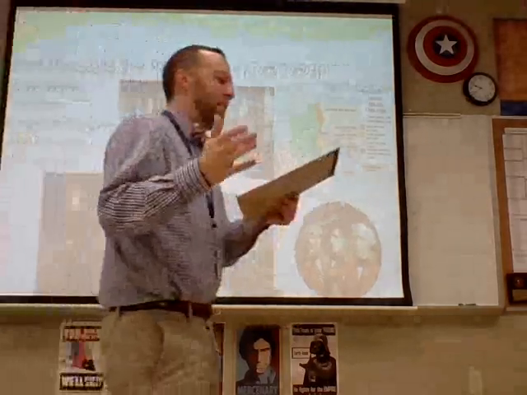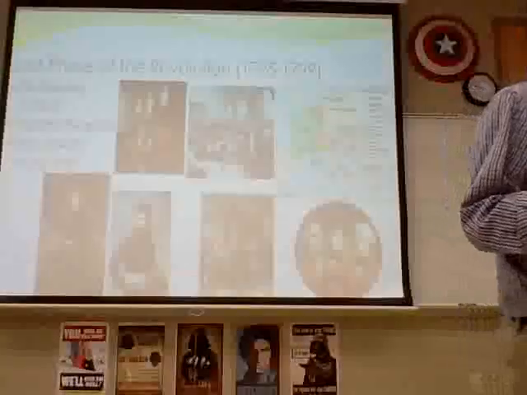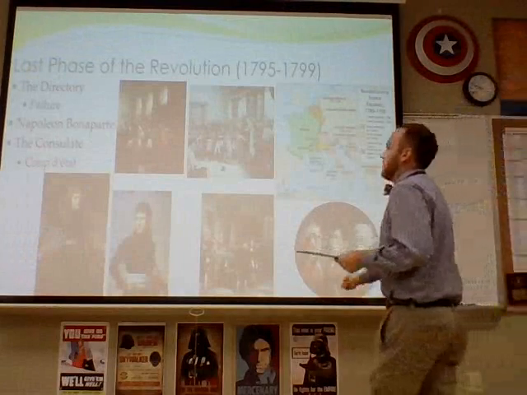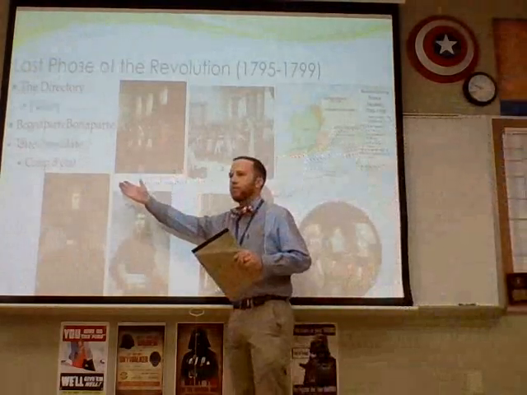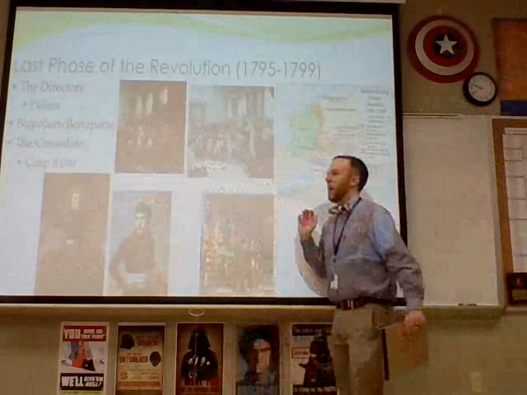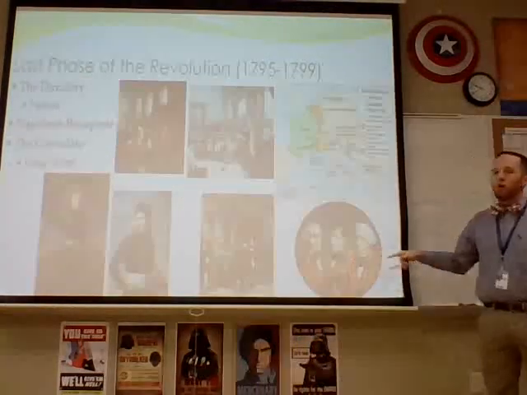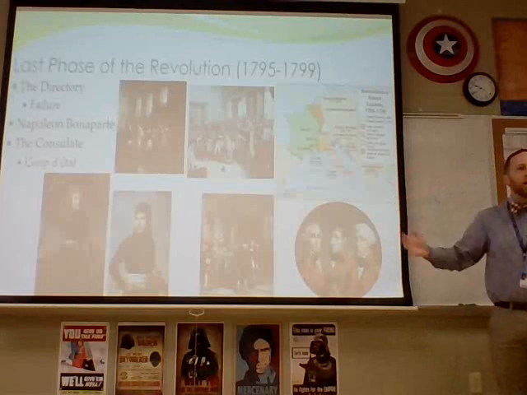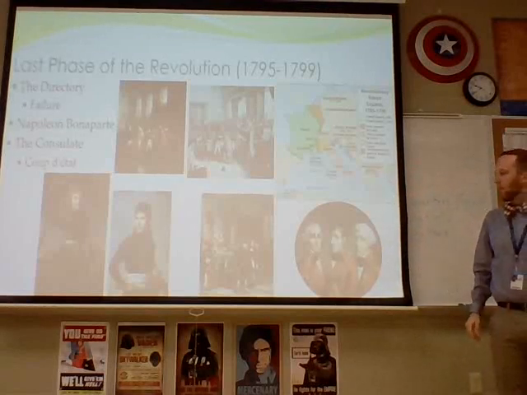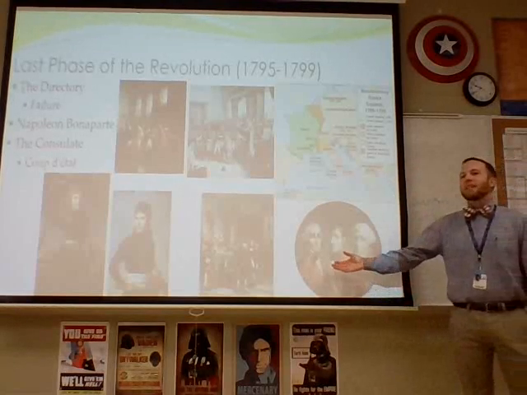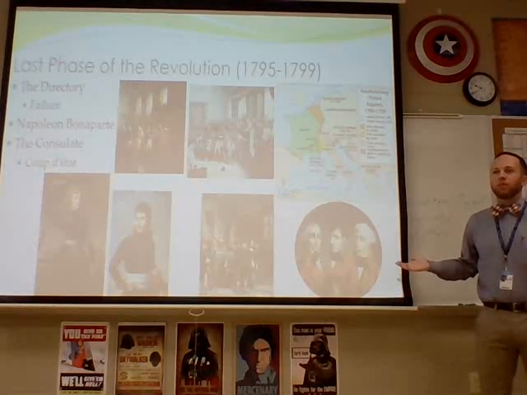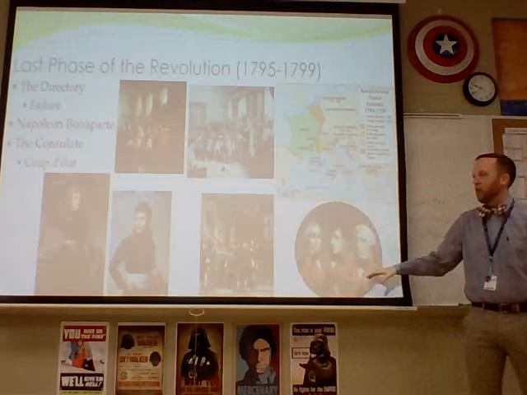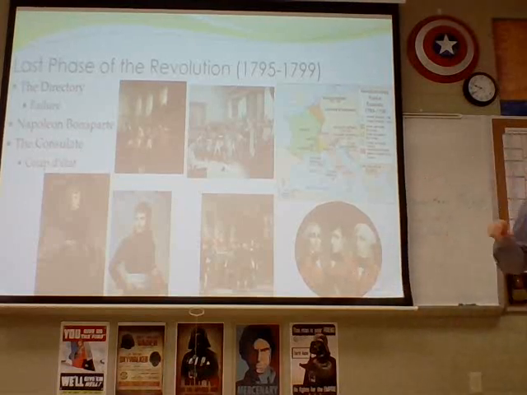So he replaces the ineffective Directory with a more effective dictatorship called the consulate. The consulate lasts about 5 years. It's technically 3 guys, kind of like old Roman style. So he basically creates a triumvirate, like the Roman Empire had initially, where he is the main leader of the triumvirate, or the consulate as he calls it. So these 3 guys are the consuls of France, the 3 leaders of France.